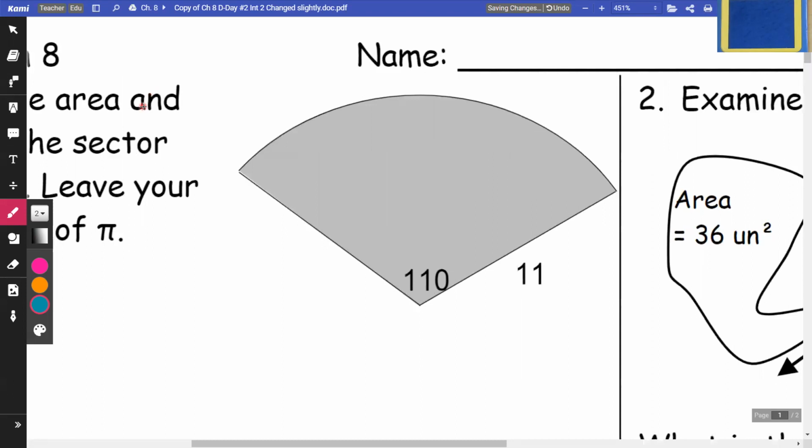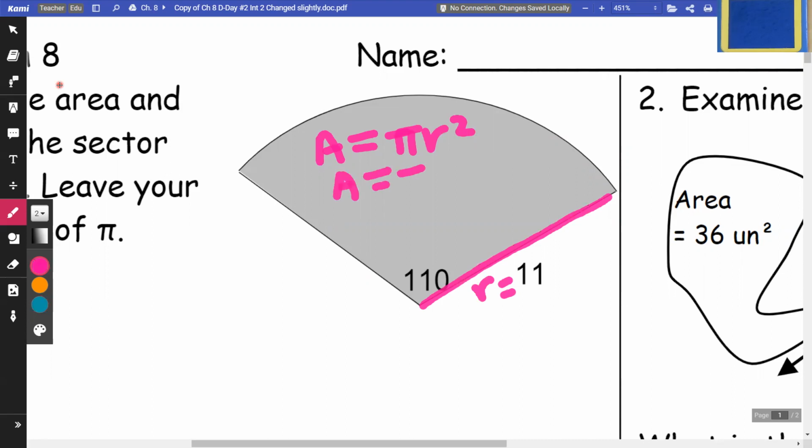So on this, let's first talk about the area of the whole entire circle. The whole entire circle would have an area of pi r squared, where r is your radius. And in this case, my radius is 11. So the area of the whole entire circle is going to be 11 squared, or 121 pi. Okay. Now we don't have all of it. We're going to have part of it. We'll talk about that here in a second.